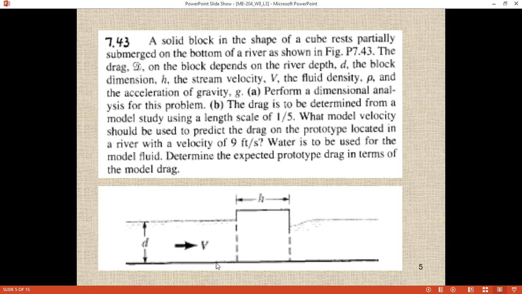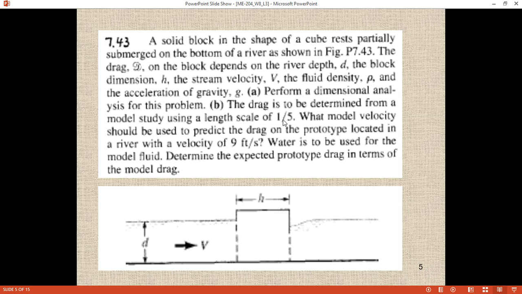Okay, because the fluid has some height, so definitely it has some weight on it. So what we have to do is perform a dimensional analysis for this problem. First of all, the first step, we have to determine the number of pi terms for this practical problem. Number 2, the drag is to be determined from a model study using a length scale of 1:5. So the length ratio is given.